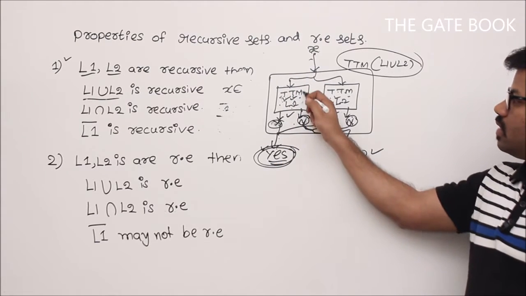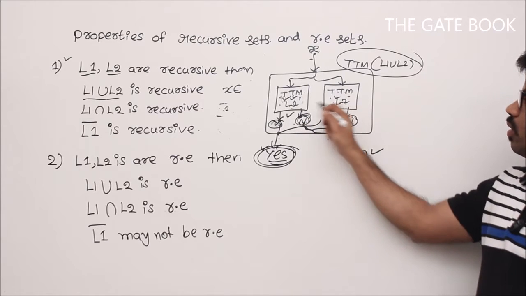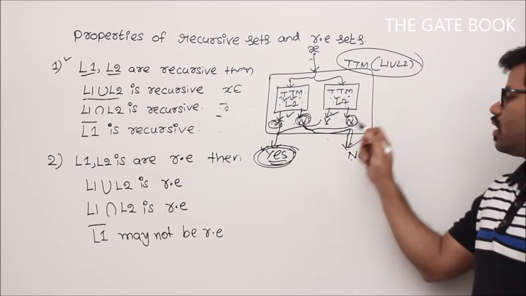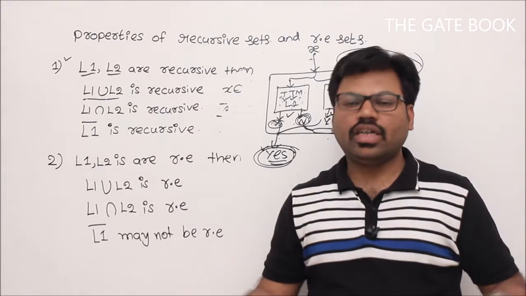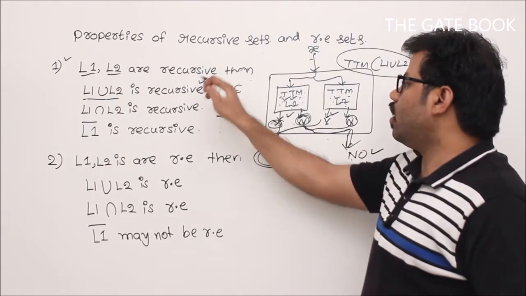What, sir, if X is rejected by both your Turing machines? Then I will go to the reject state. In that way, I can construct a total Turing machine. So L1 union L2 is recursive.